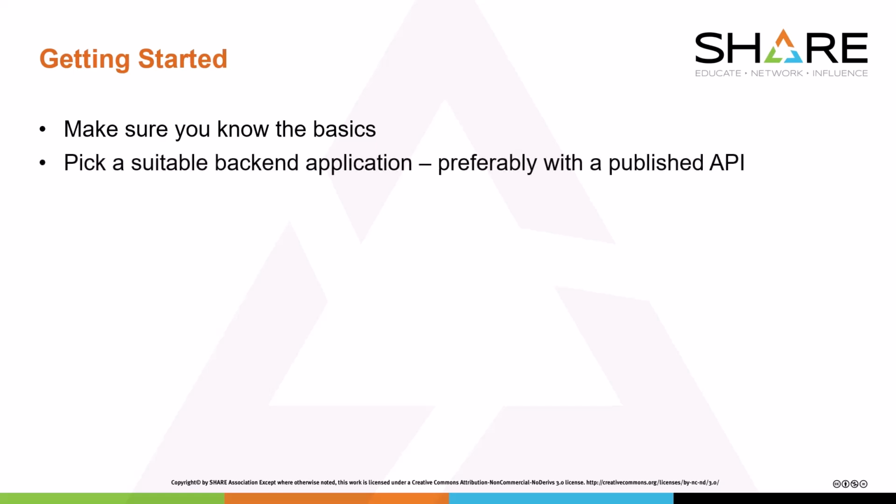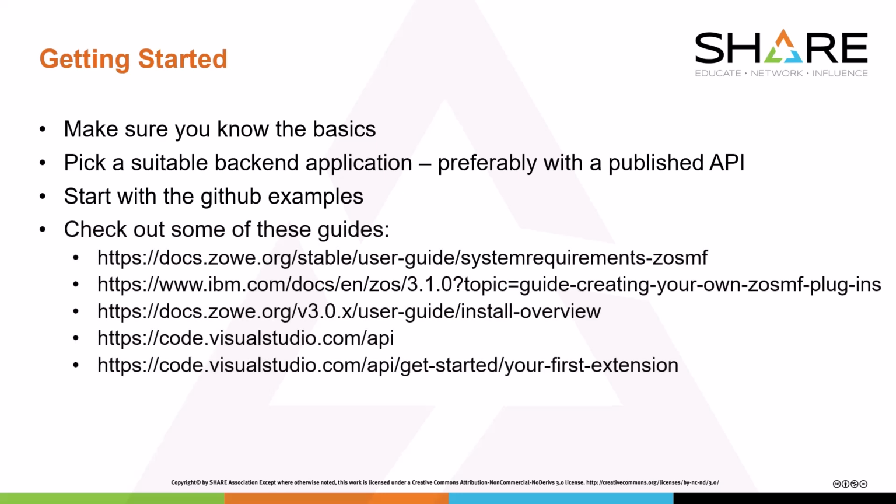Pick a suitable backend application that has a published API. Trying to create a new API at the same time you are developing your desktop application can complicate things. Start with the GitHub examples mentioned earlier. They are a great way to jumpstart your project, and check out the various guides and configuration documents shown here. They will definitely help clarify things as you move forward.